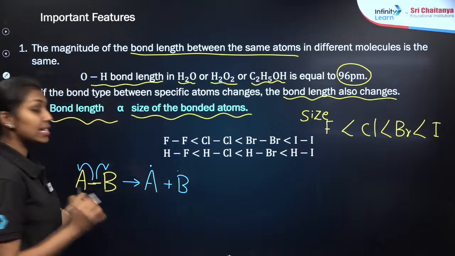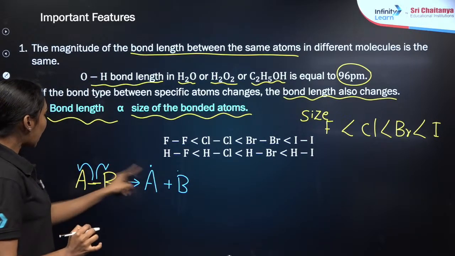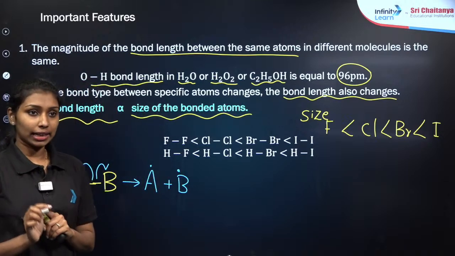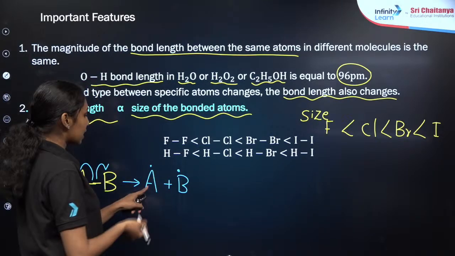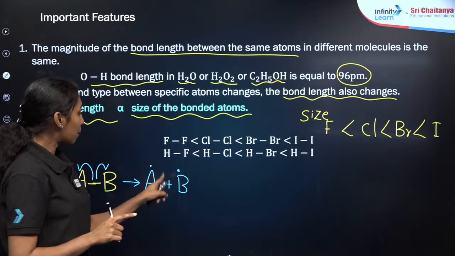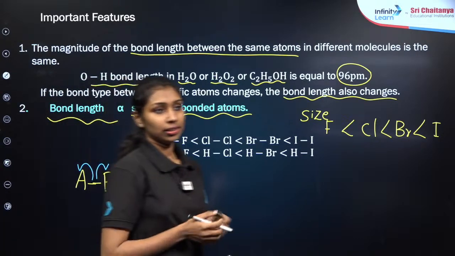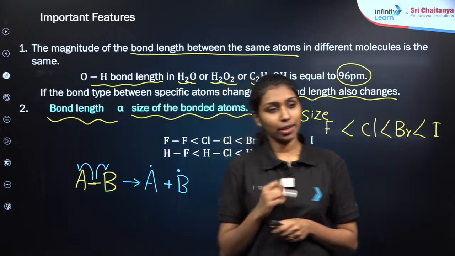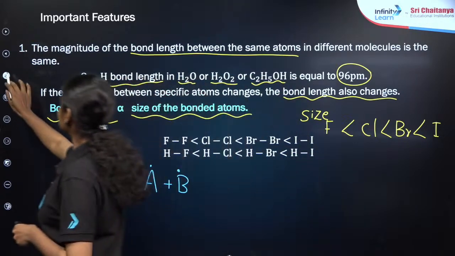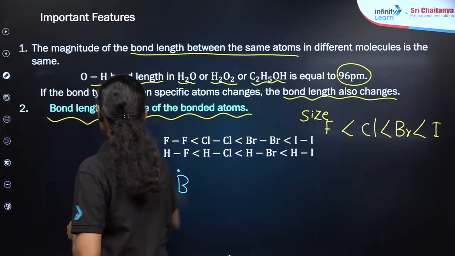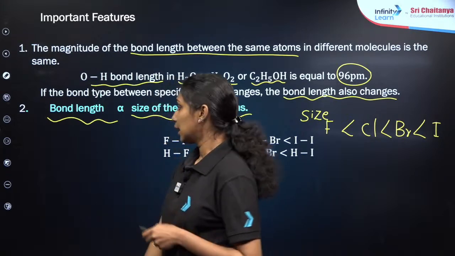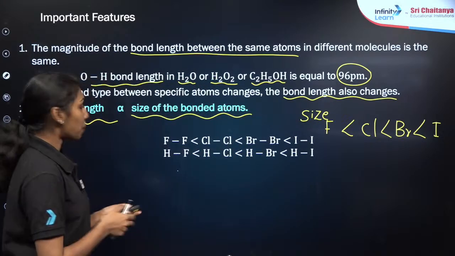This type of cleavage is known as homolytic cleavage, and the radical formed as a result of homolytic cleavage is known as a free radical. Clear? You can say that A dot is one free radical and B dot is another free radical. I hope it is clear for you. Now let us see the next parameter.